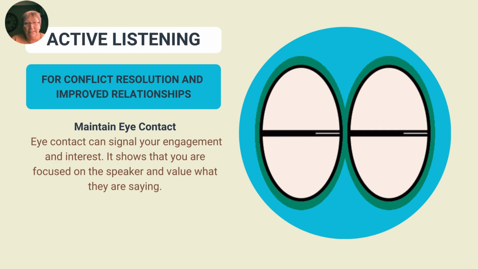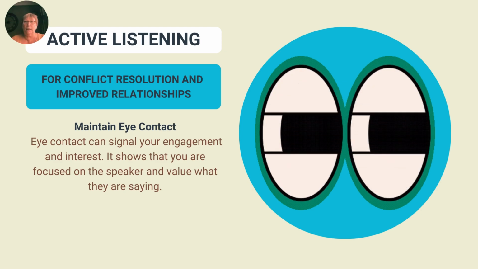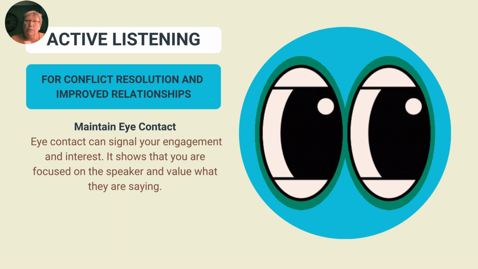Now, the next strategy for active listening is maintaining eye contact. So, really, not in a scary, starey kind of way or creepy kind of way, but looking the person in the eye and showing them that we are listening, that we are engaged in the conversation, and that we're interested in what they have to say.